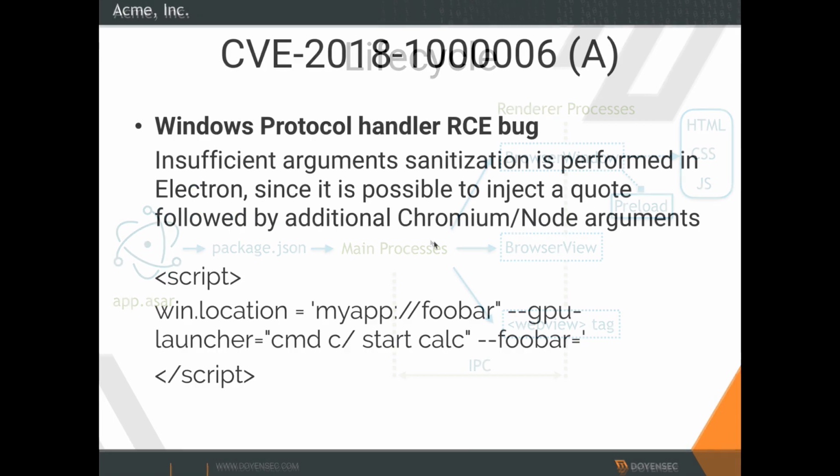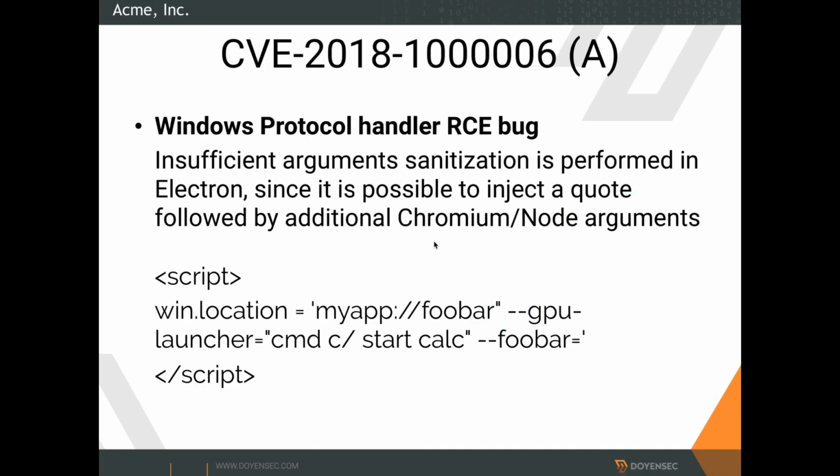So now that we know how protocol handlers work in Electron, let's look at one of the vulnerabilities discovered in the Windows protocol handler. And this was probably the most severe bug in Electron to date.